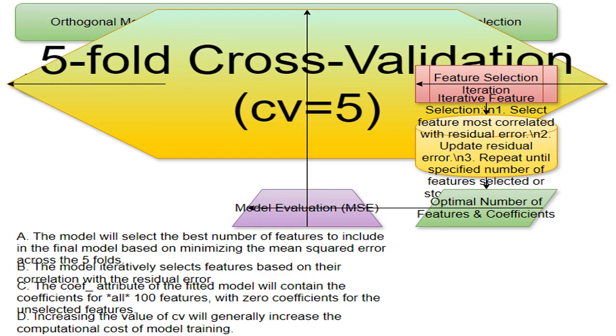I'll split my data into 5 separate groups. I'll then train my model on 4 of the groups and test it on the remaining group. I'll repeat this process 5 times, using a different group each time for testing. This gives a better estimate of how well the model will generalize to new data.